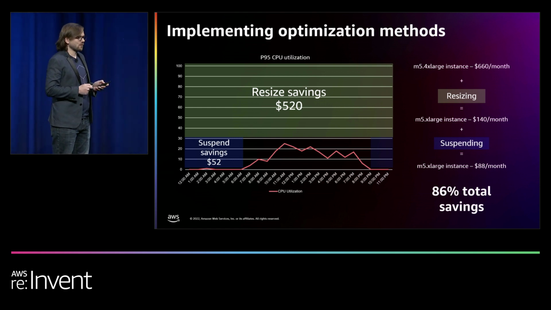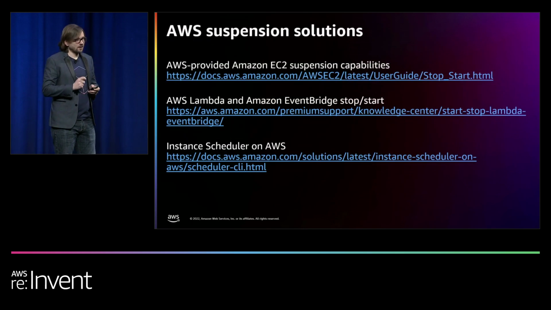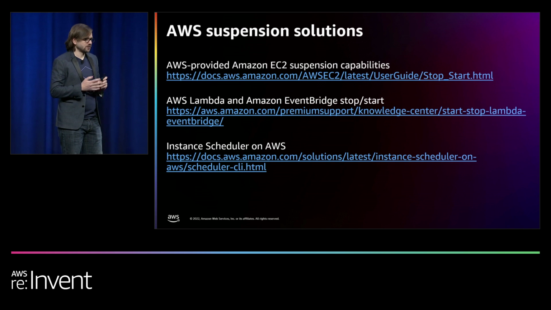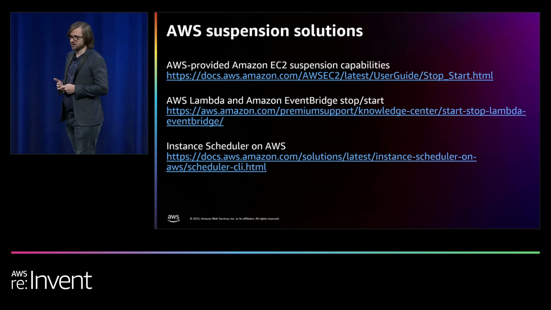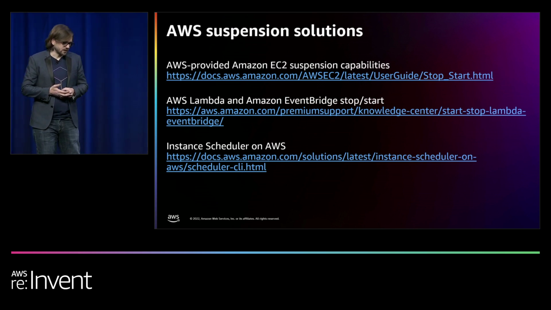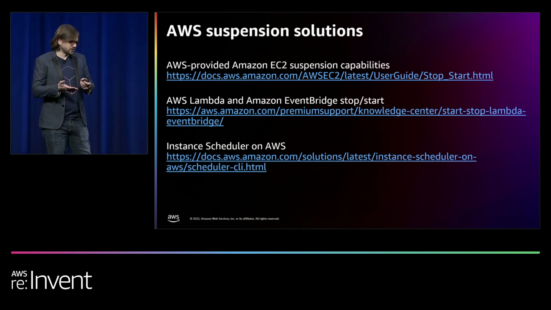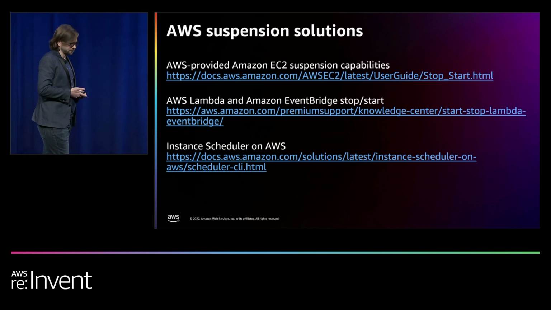So before I get there, I want to talk about the suspension a little bit. We have some AWS-provided capabilities to suspend your workloads. Here are some links to some products and capabilities that are available that you can use today to turn off non-production workloads. We've got some really nice out-of-the-box tools that you can configure to do that. So we have AWS EC2 suspension. We have a stop-start product. We have Lambda and EventBridge stop-start. And then we also have Instance Scheduler.